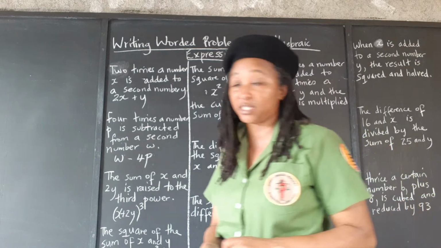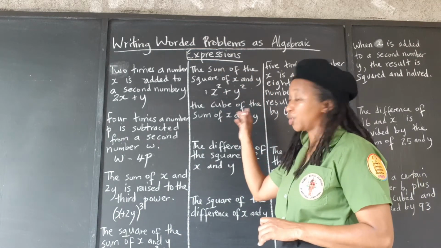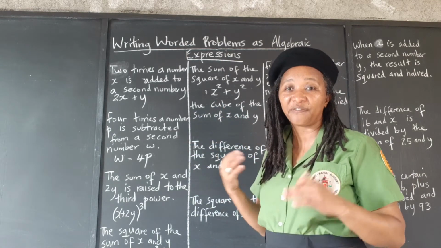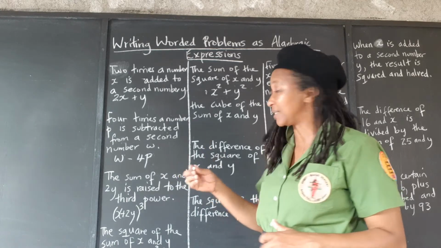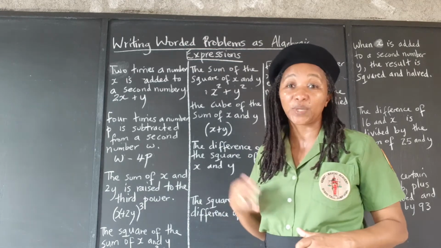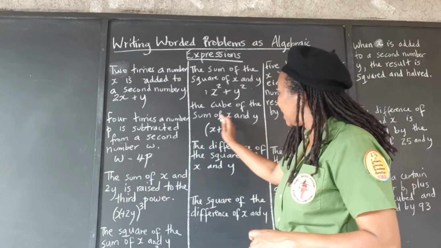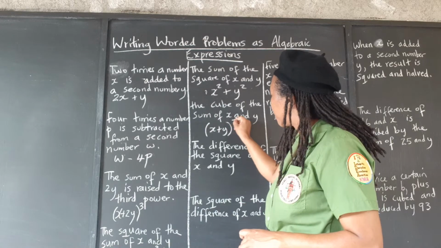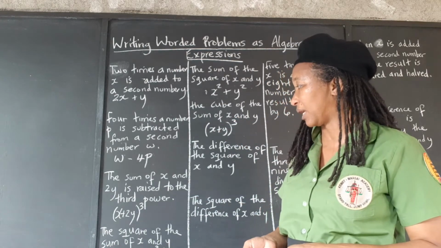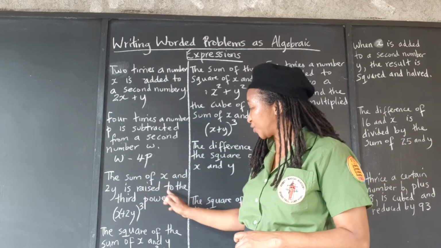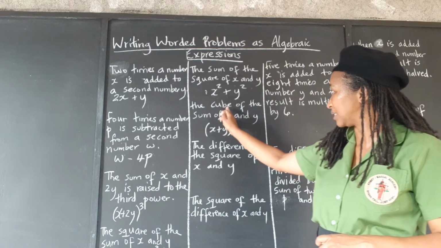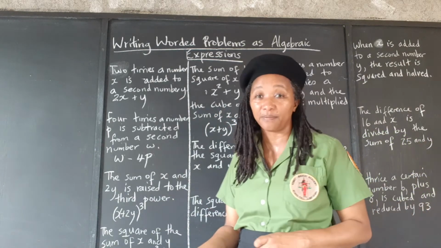Let's look at the cube now. This one is the cube of the sum. So that means we're to find the sum and then cube that sum. So the sum would be x plus y. Sum means we add. And this sum, we're going to raise it to the third power. We're going to cube it. Same as saying raise to the third power. The cube of the sum.